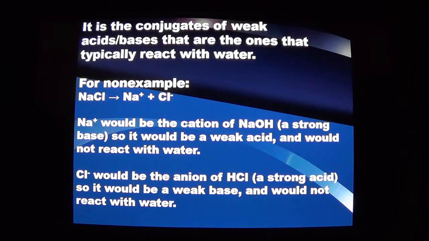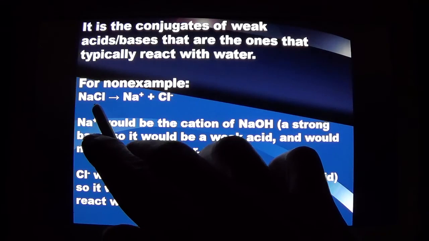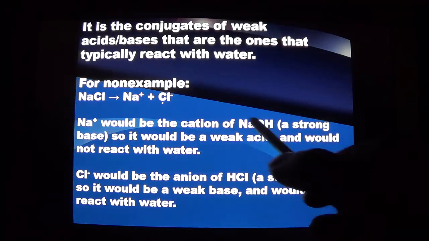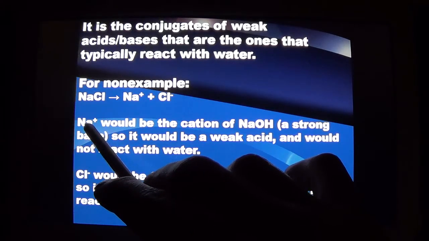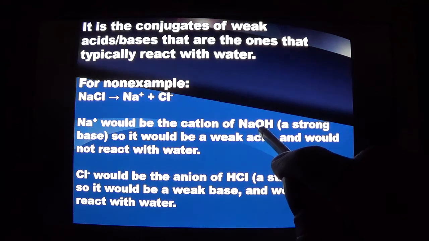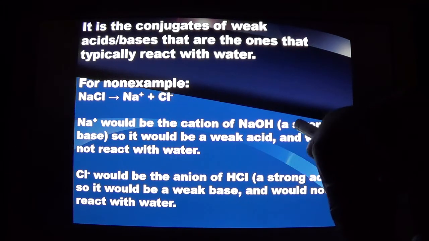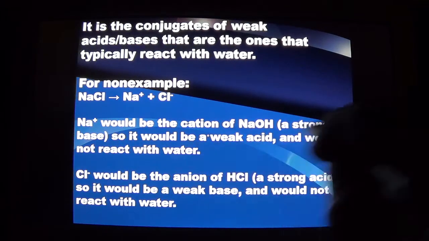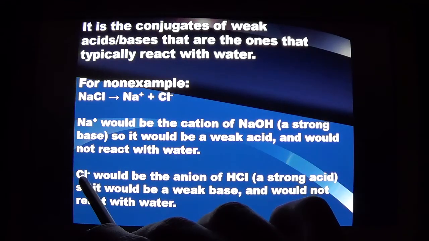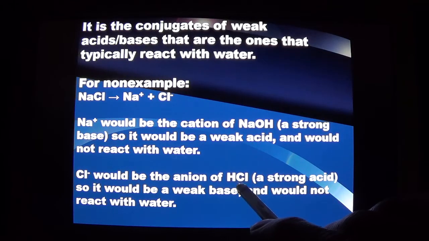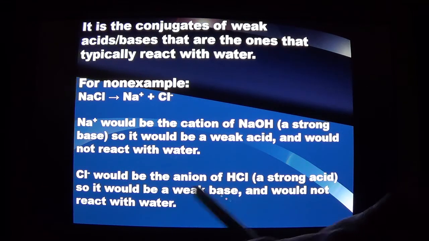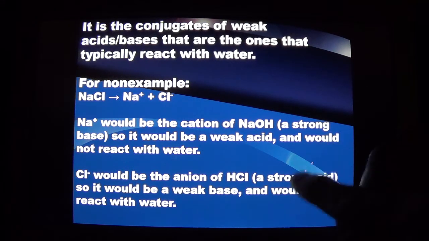Now check this out. Whichever way I made it, I have some sodium chloride and I'm going to have it dissolve, and so we know it's going to ionize into sodium and chloride. Sodium could react with water to form sodium hydroxide. Now sodium hydroxide is a strong base, meaning it's going to be a weak acid, so that reaction is not going to occur. Chloride ion could react with water to make hydrochloric acid, which is a strong acid, meaning it's going to be a weak base, and therefore, again, it's not going to react.